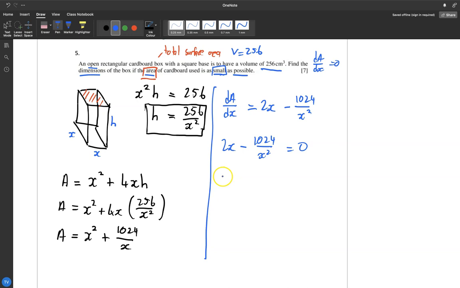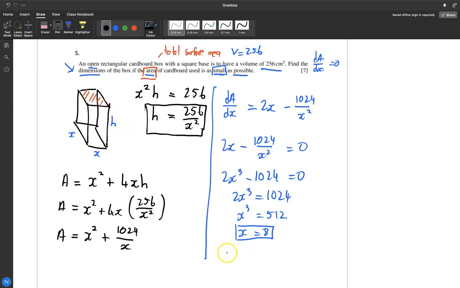Multiply through to get rid of the fraction. So you get 2x cubed minus 1024 equals 0. Simplify, solve for x, and you end up getting x equals 8. Now, we are not actually looking for x. We are looking for the final answer, which is the dimension. So we must make sure that we get the dimension right. One of the dimensions is h, so I'm going to get the value of h as well. h is equal to 256 over 8 squared. I just substituted the x value. So now h is actually 4.